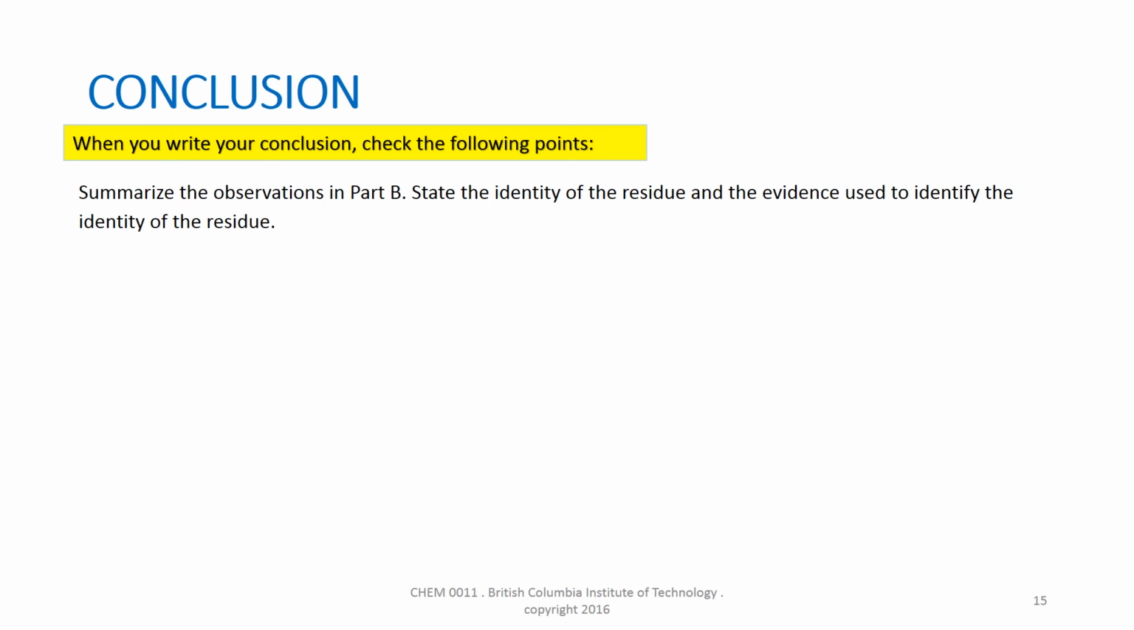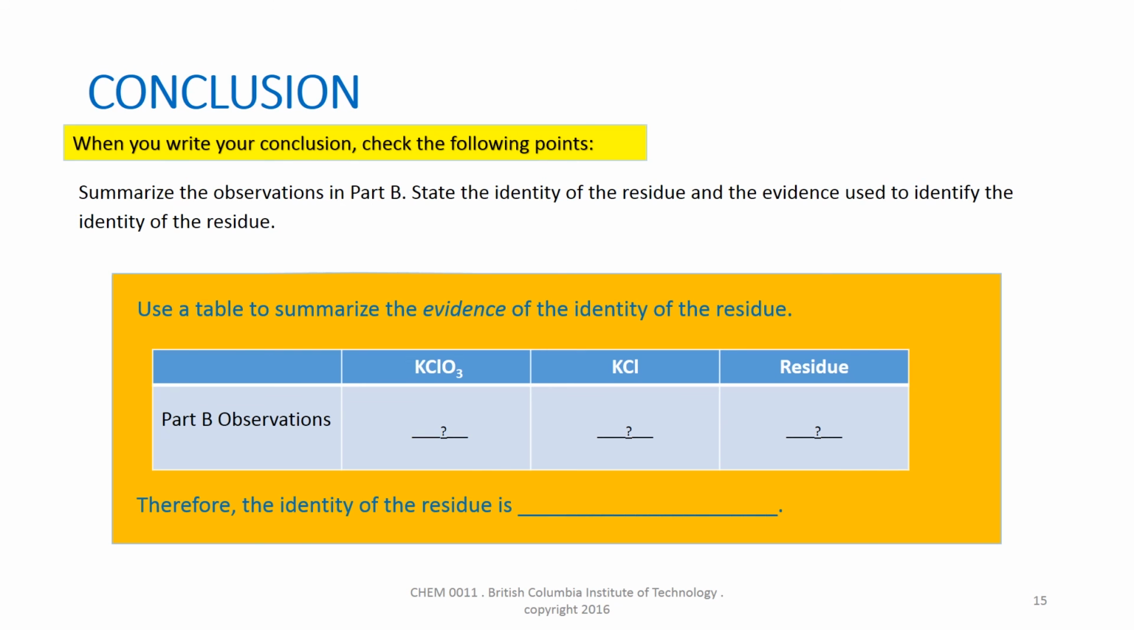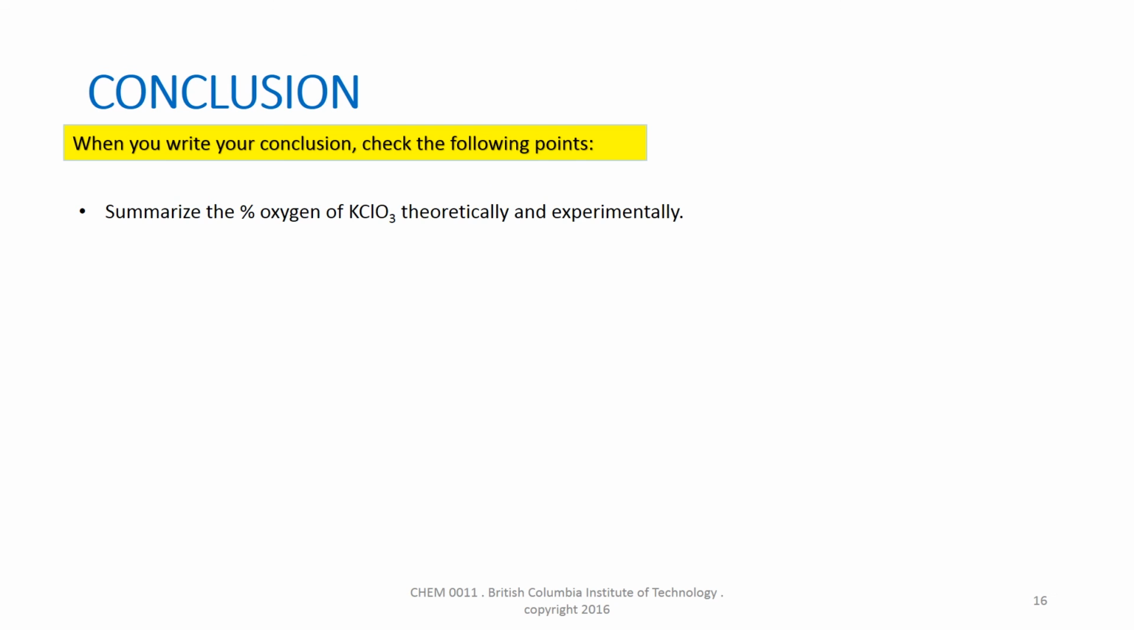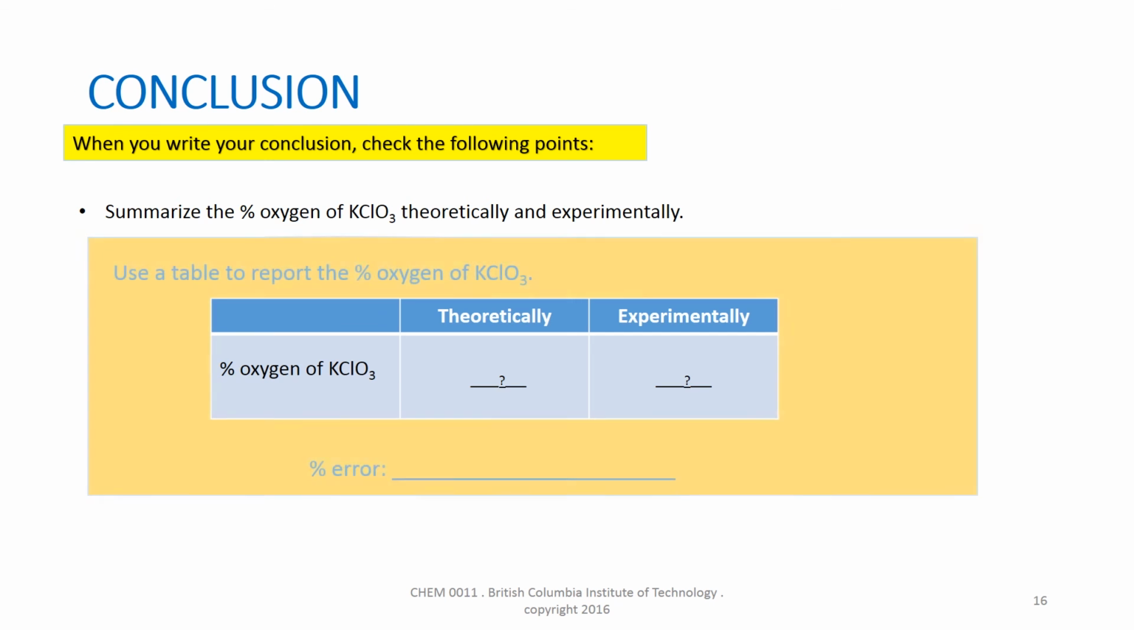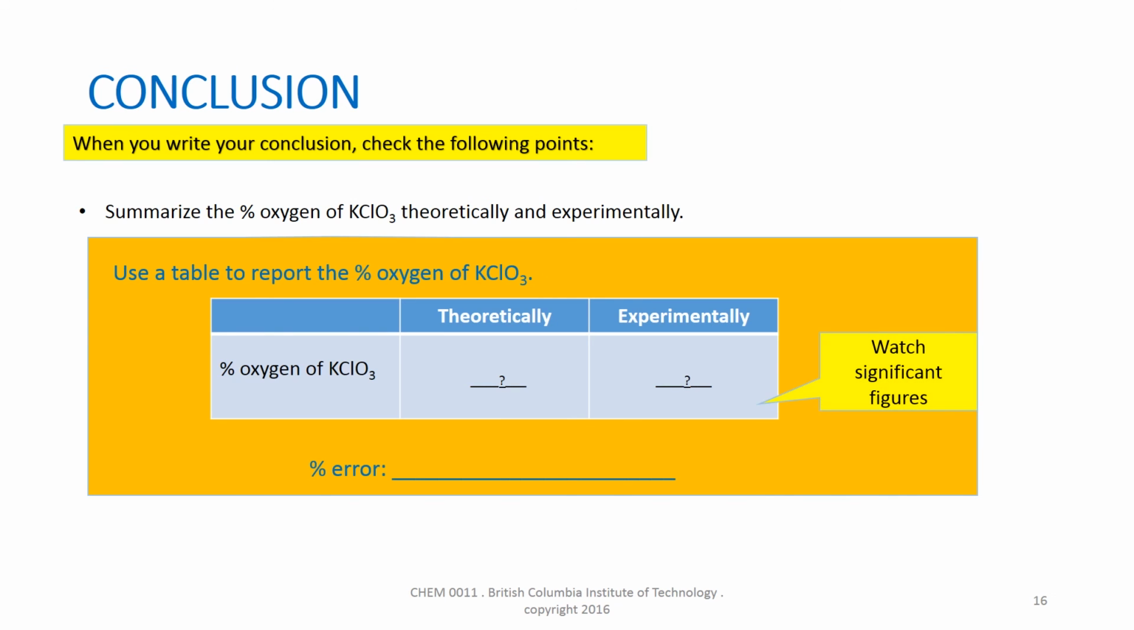In the third paragraph, summarize the observations in part B. State the identity of the residue and the evidence used to identify the identity of the residue. Consider using a table as shown to summarize your results. In the fourth paragraph, summarize the percent of oxygen in potassium chlorate, the theoretical calculation, and the experimental result. Report the percent error. Consider using a table as shown to summarize your results. Watch your significant figures when numbers are being reported.